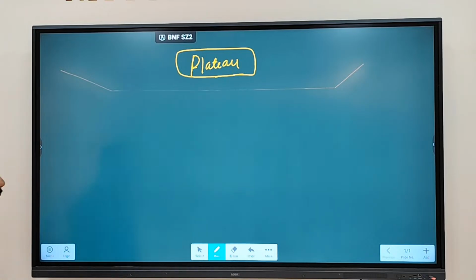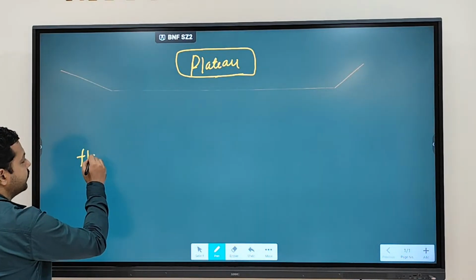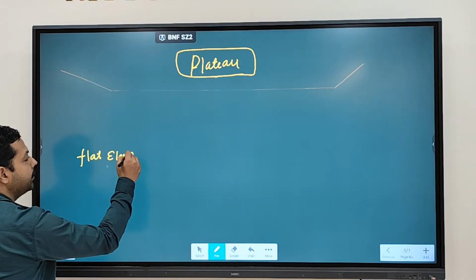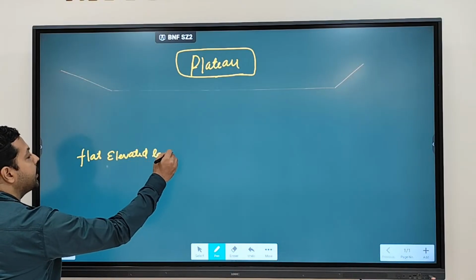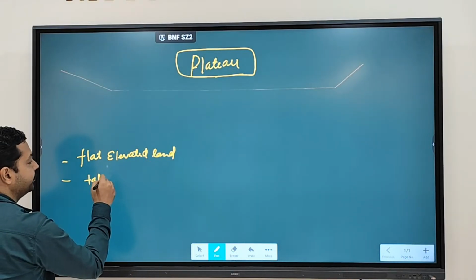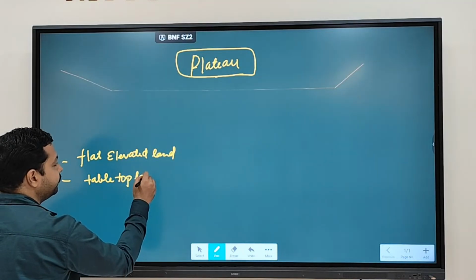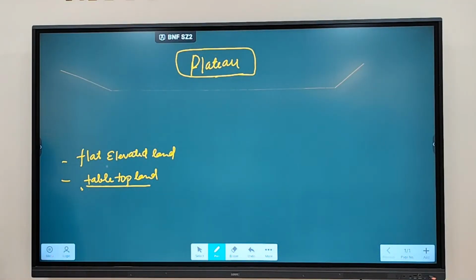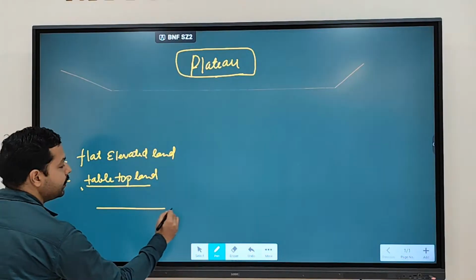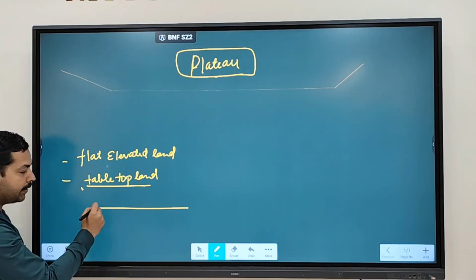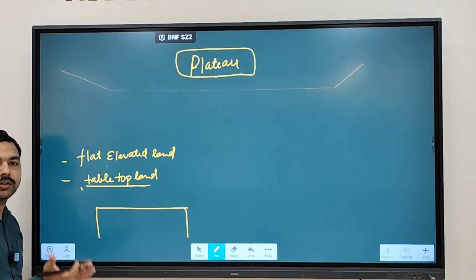We have discussed a flat elevated landform that rises sharply above the surrounding area. Flat elevated land. Yes, that is correct. Flat elevated land, or we call it tabletop land. So it is a flat elevated land, also referred to as tabletop land. Fine. Like your table is there. How is it? Flat and with steep edges.